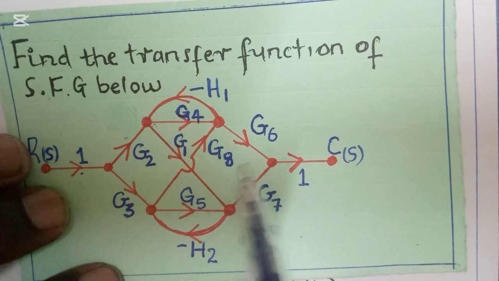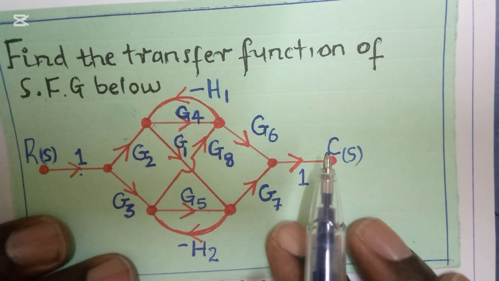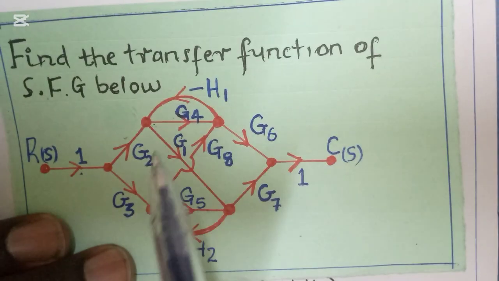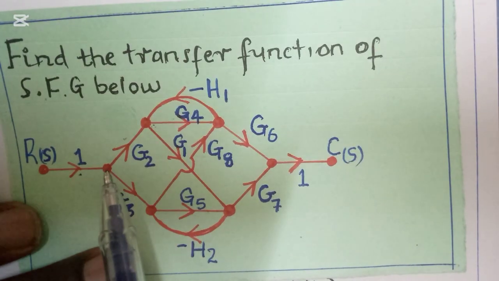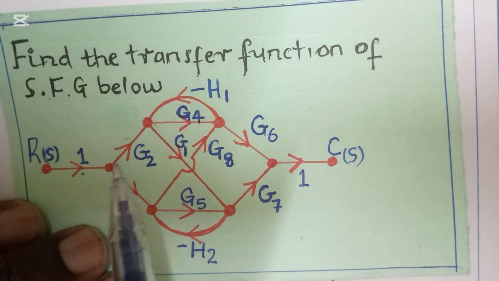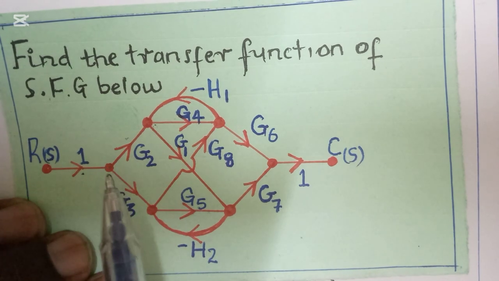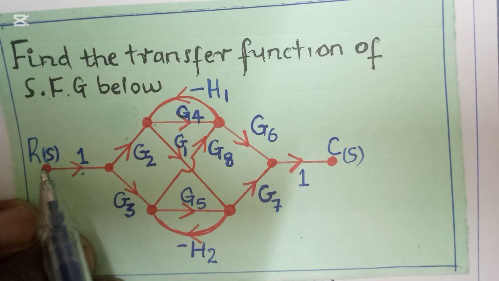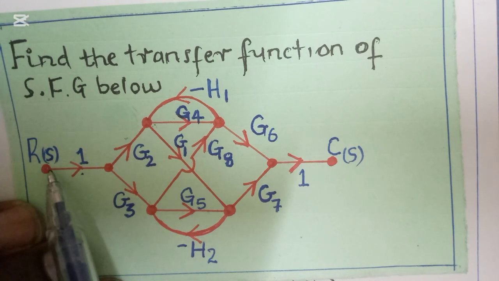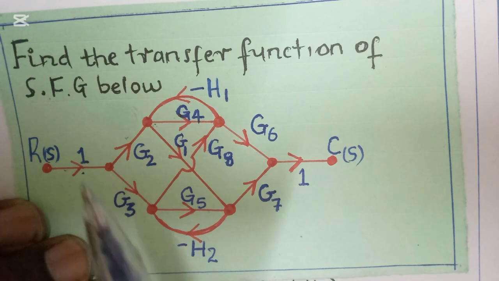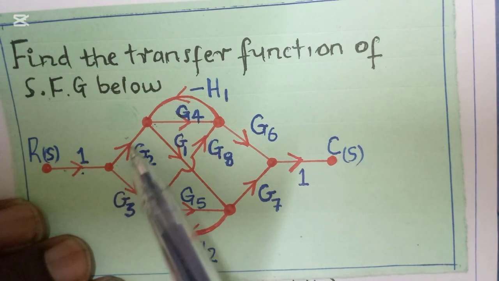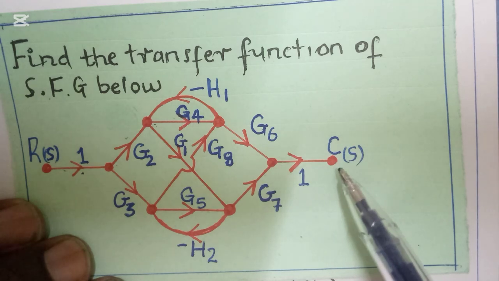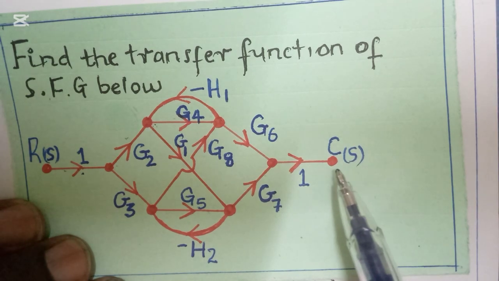The first thing we are going to look for is the forward path gains. To find the forward path gains, we are going to look for all the forward paths. So guys, let me now go ahead and show you the forward paths. The first path we are going to have is this. From the source node, you move through 1, then you go to G2, you go to G4, you go to G3 until you go to the sink node.